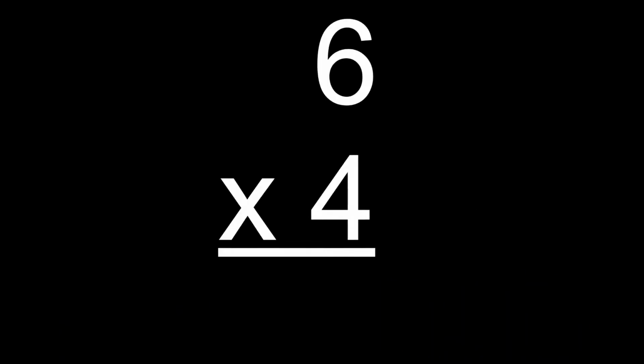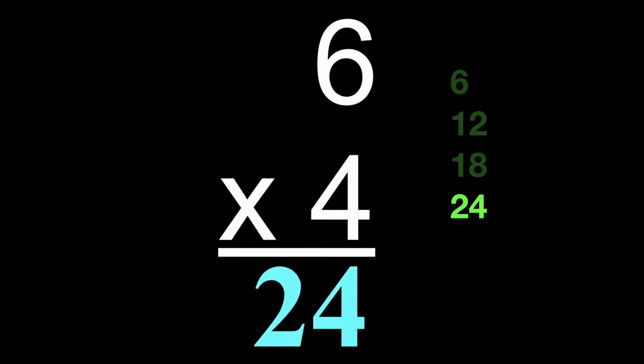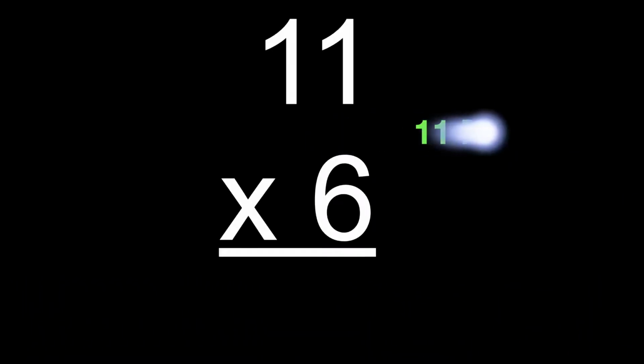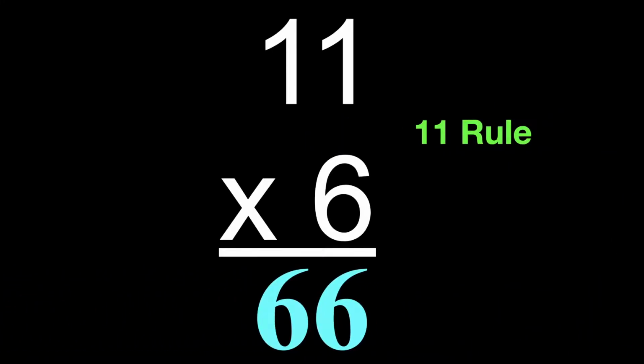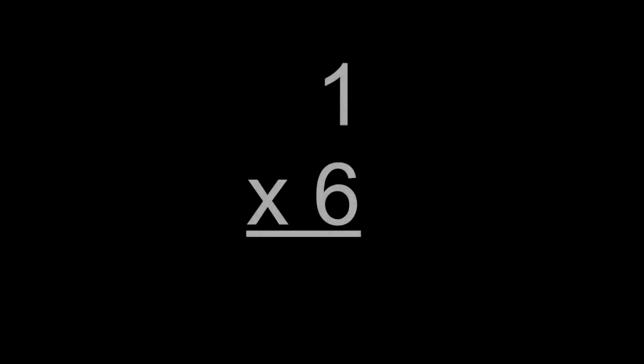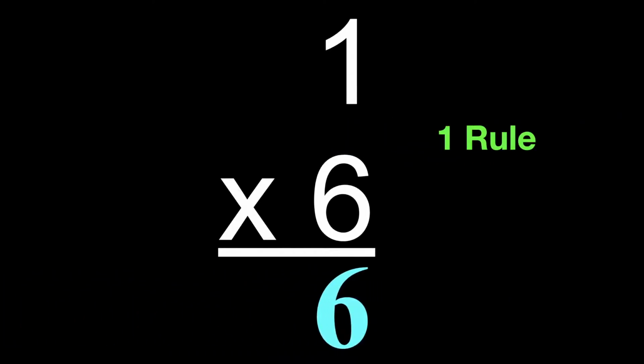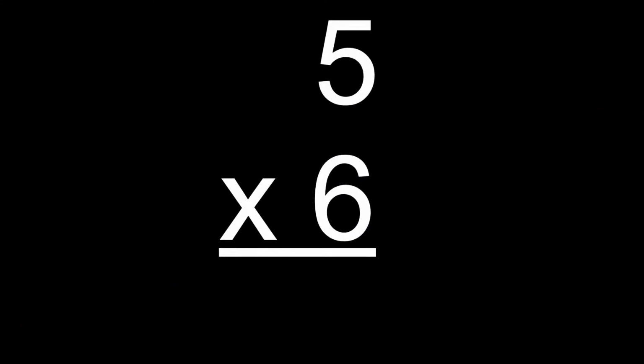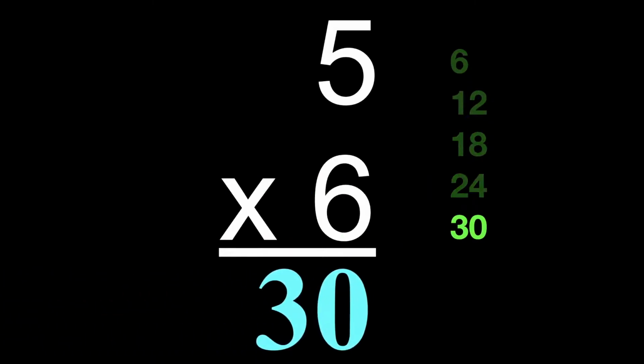6 times 4, can we do it without? 6, 12, 18, 24, right? Perfect. 11 rule, we're just going to double the 6, so 66. 6 times 6, ready? 6, 12, 18, 24, 30, 36. Good job. 1 rule. Nice. 5 times 6, 6, 12, 18, 24, 30.